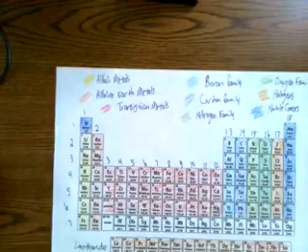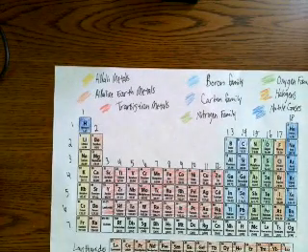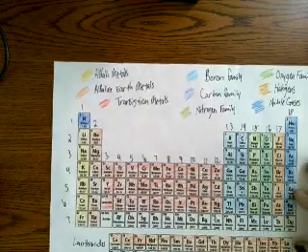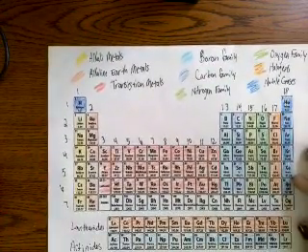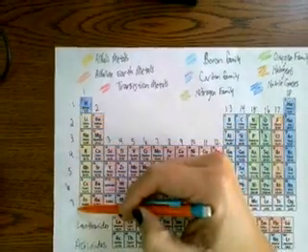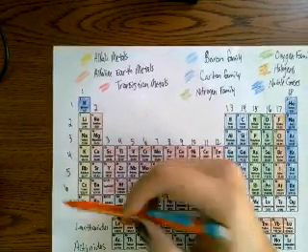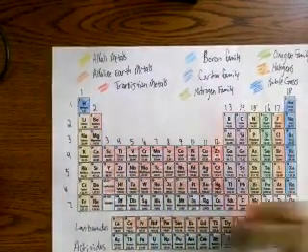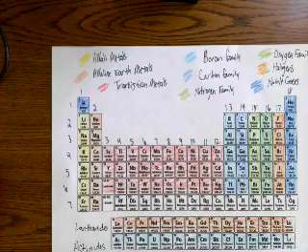This next part is where things get a little complicated. So if I were you, I would go ahead and turn your periodic table over to the other side, the blank side. And when you turn it over, the first thing you'll want to do is label your period numbers 1 through 7, and label your group numbers 1 through 18. So go ahead and pause the video and label your periods and label your groups.